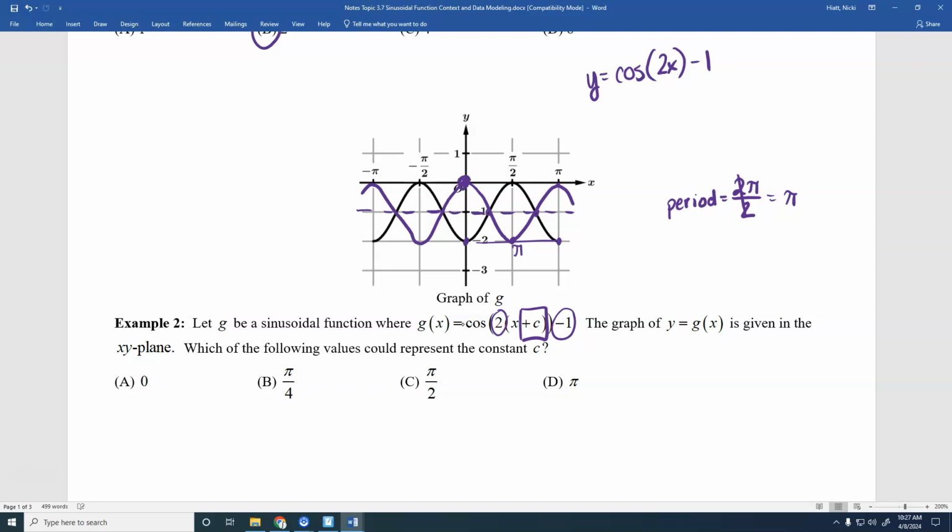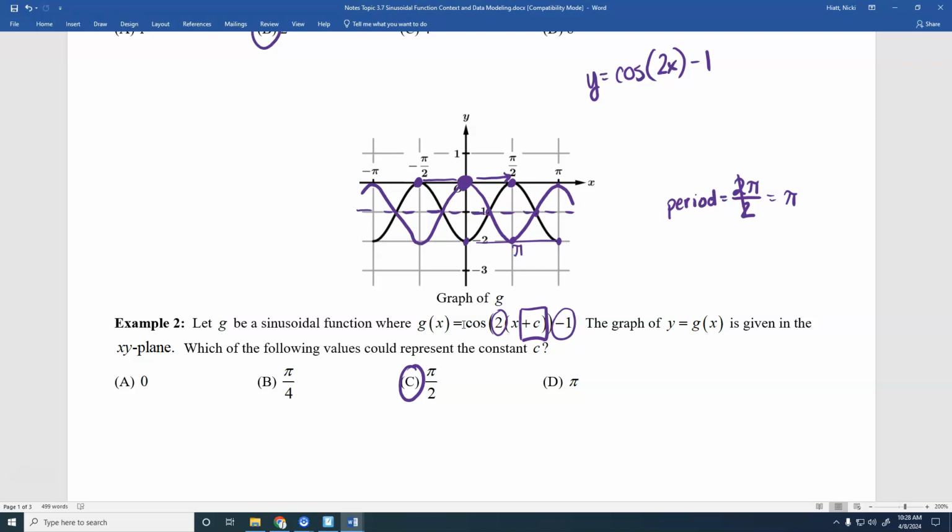Pi over 2. This maximum point right here needs to slide. Does it matter which direction it slides? It could go pi over 2 to the right and it'd be at a maximum, or it could go to the left and it would be a maximum. So we could use a positive pi over 2 or a negative pi over 2 for this one, but they're not going to put both of those as answer choices because they could both be correct, so we're just going to pick pi over 2 right there.